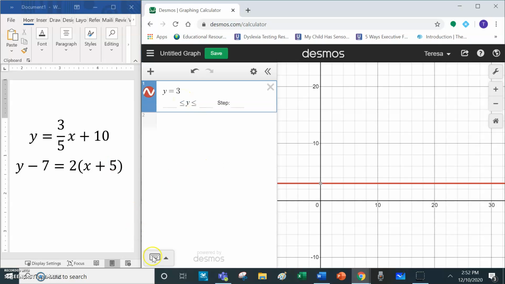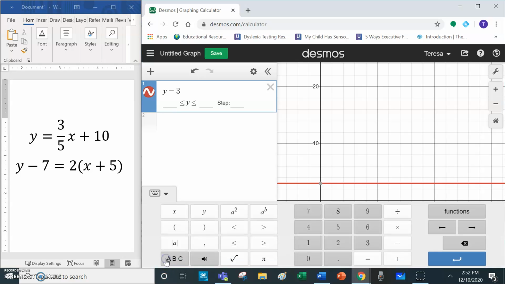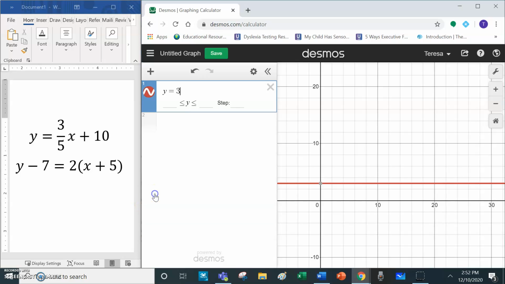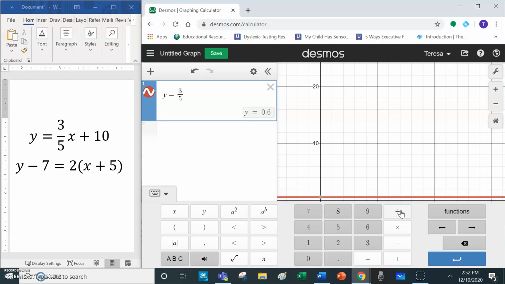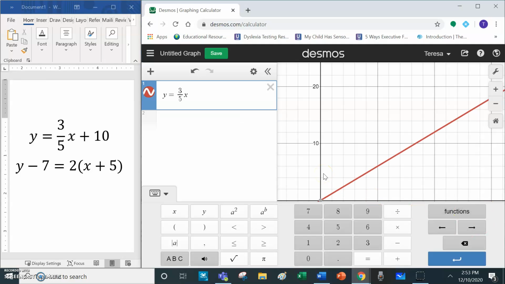So now, if I don't know how to get a fraction, I have to remember fractions are division. So I'm going to use my toolbar here, click divide, put 5. Now I have to be careful. If I type in x, it's not a line anymore. The way around that is, I have to make sure that I press the arrow to the right. 3/5 x plus 10 gives me my first line.